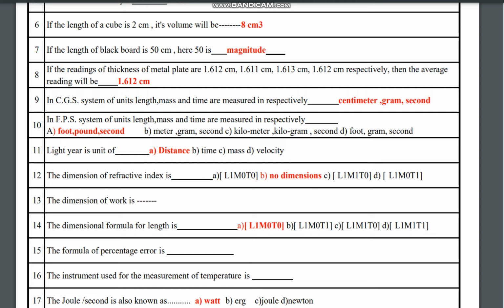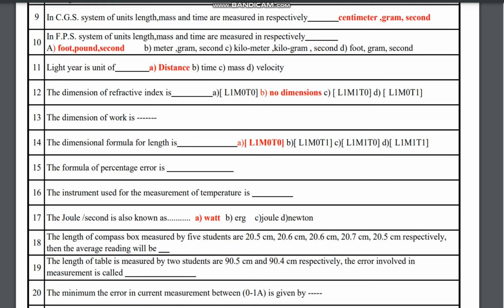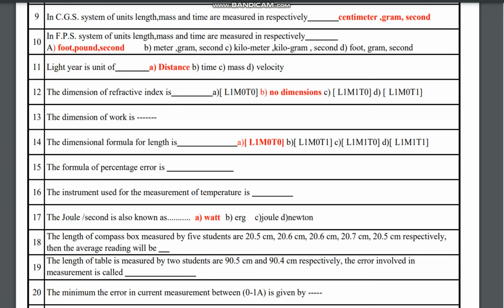Then the next question is, in the CGS system of units, length, mass and time are measured respectively in centimeter, gram and second. Then in the FPS system of units, length, mass and time are measured respectively in foot, pound and second. Then question number 11 is, light year is a unit of distance.